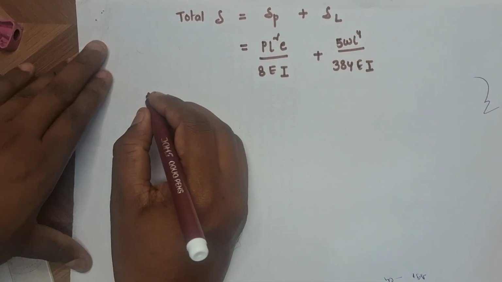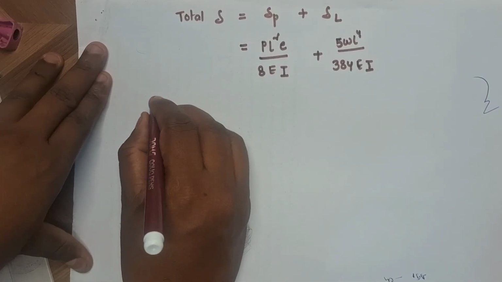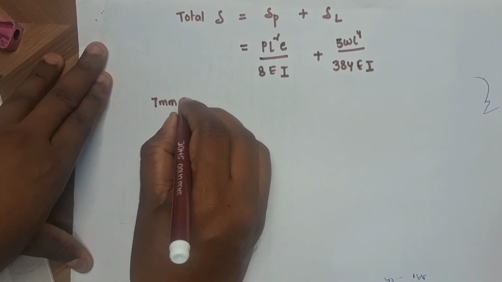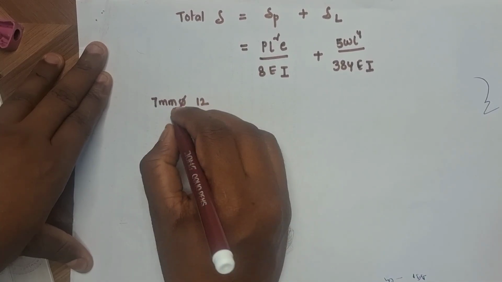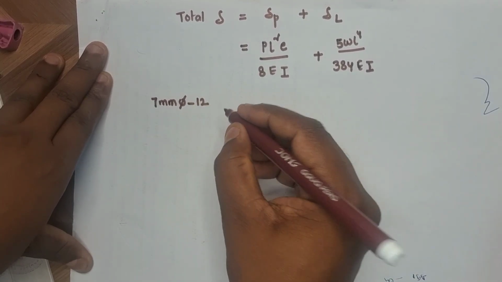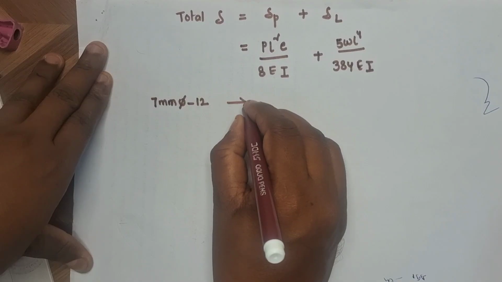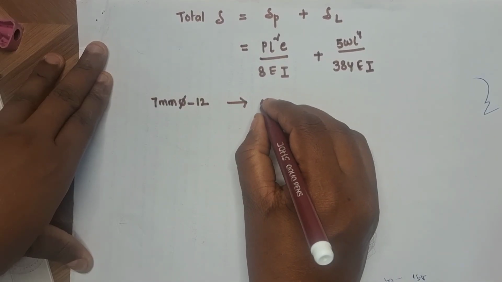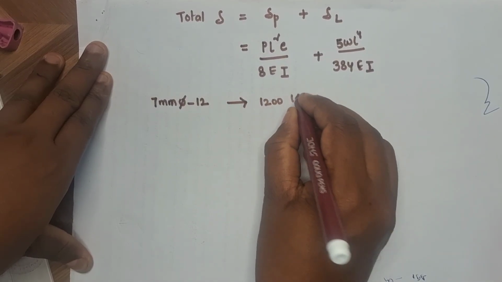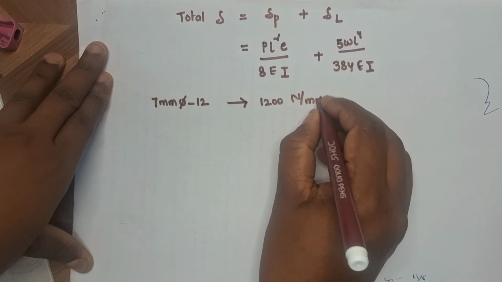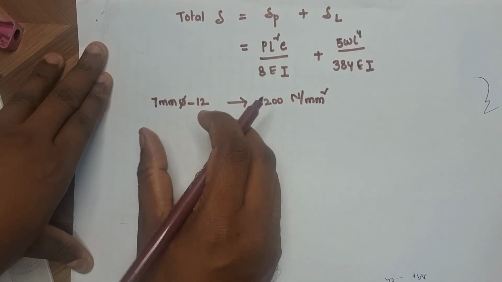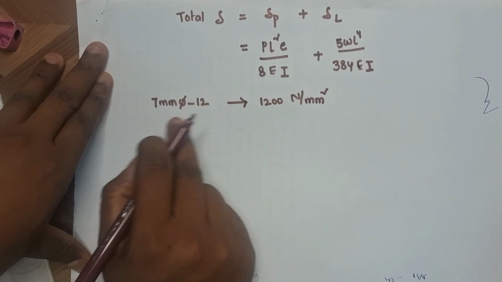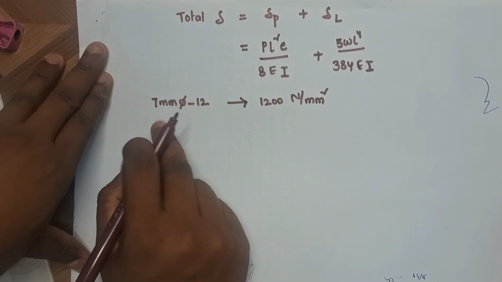In the question it is clearly given that 12 wires of 7 mm dia were pre-stressed with 1200 Newton per mm square. It means that a cable is formed by 12 wires of 7 mm dia.